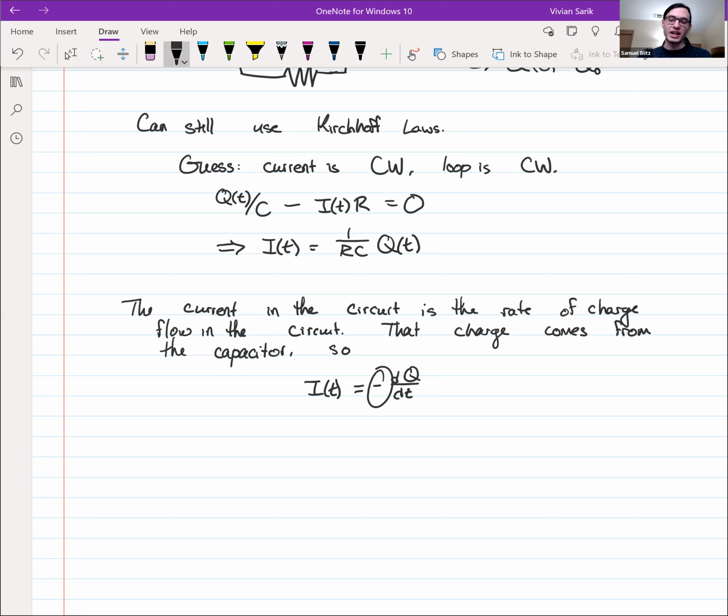So this negative sign accounts for the fact that the charge is decreasing on the capacitor. If we were to plot Q of t, it is going down, so the slope is negative. By sticking a negative sign in front, we're making the whole thing positive, which it has to be, because current is defined to be positive if our guess of the current direction is correct. That's where this relationship comes from.